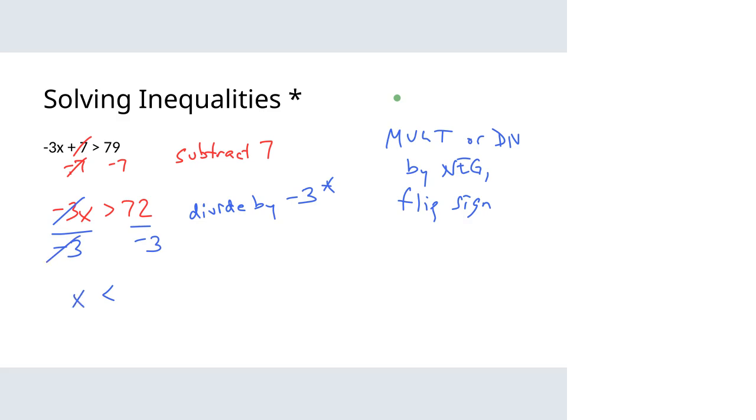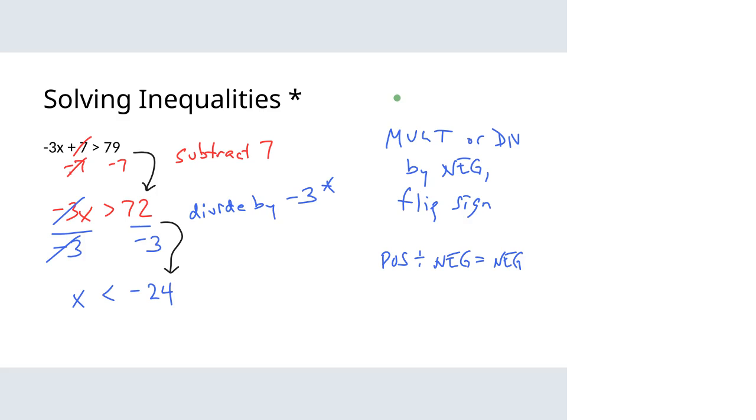And here's where we have to be really careful. 72 divided by negative 3. As we saw before, a positive divided by a negative is a negative. So 72 divided by negative 3 is going to be negative 24. The numbers behave the same way they would if we had an equation. When I subtract 7, I get 72. When I do 72 divided by negative 3, I get negative 24. They behave the same way they would if I had an equation.